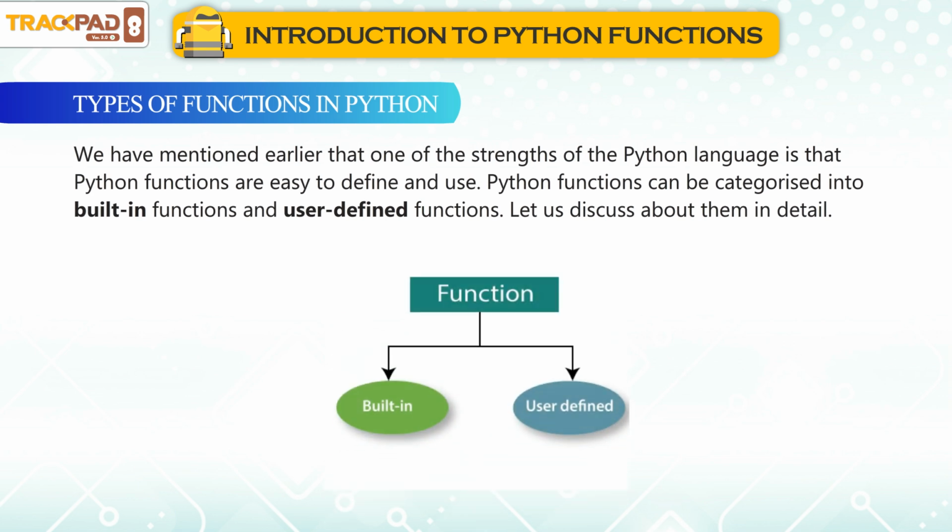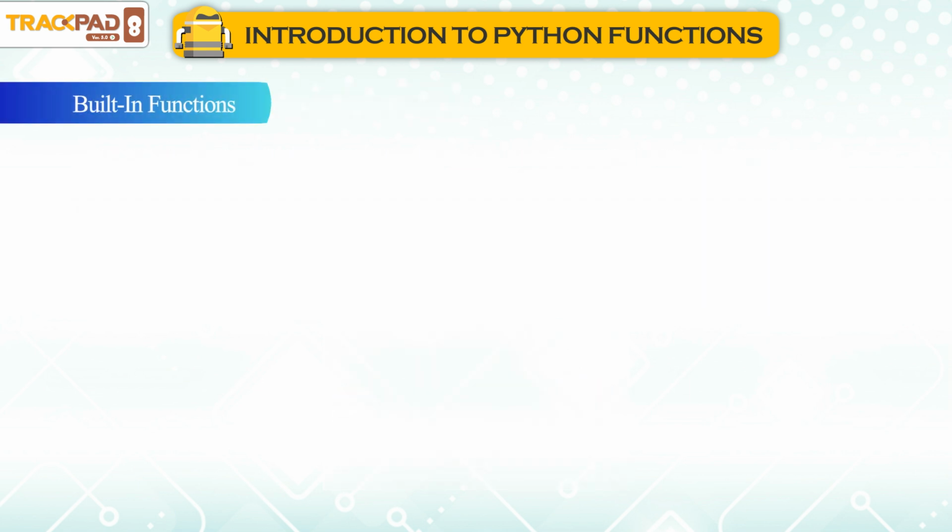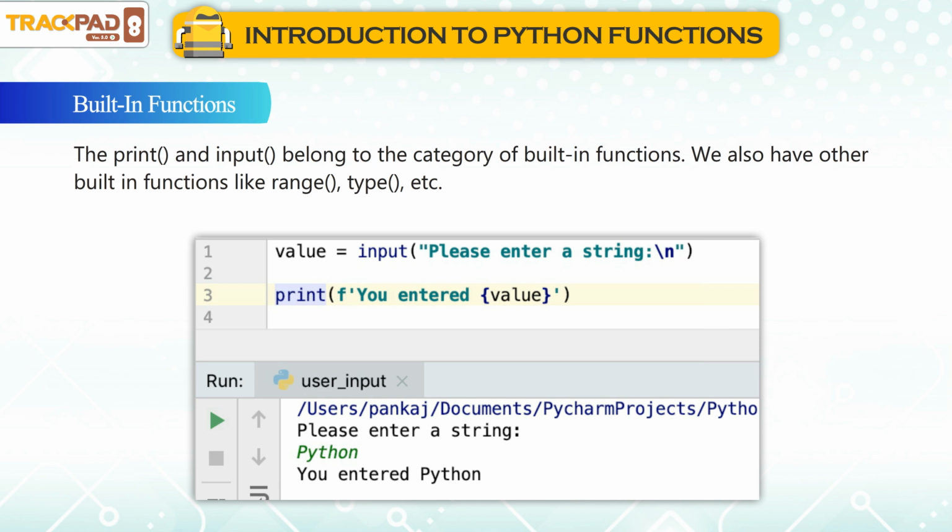We have mentioned earlier that one of the strengths of the Python language is that Python functions are easy to define and use. Python functions can be categorized into built-in functions and user-defined functions. Let us discuss them in detail. Built-in functions. The print and input belong to the category of built-in functions. We also have other built-in functions like range, type, etc.